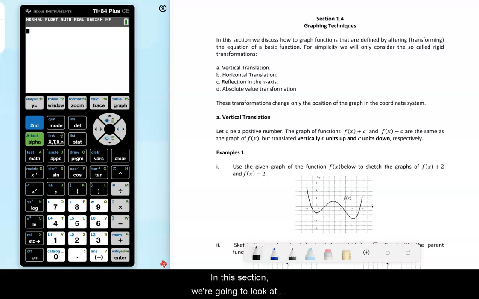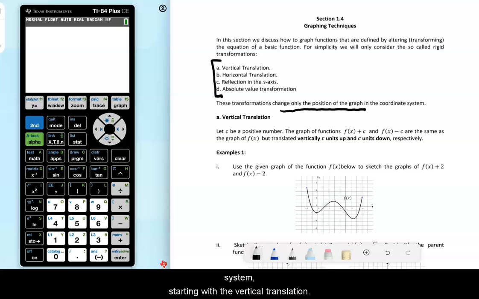In this section, we're going to look at transformations of graphs. For simplicity, we're only going to look at 4 types of transformations: the vertical and the horizontal slides, reflection in the x-axis, and an absolute value. Now, all these transformations do is change the position of the graph in the coordinate system.